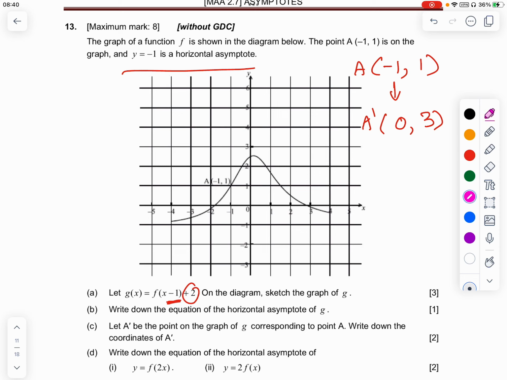So mark out 0 comma 3 as 1 point. And so the graph goes in this way, approximately in this way. Let me draw it out properly once again. It moves 1 unit to the right side and 2 units up.